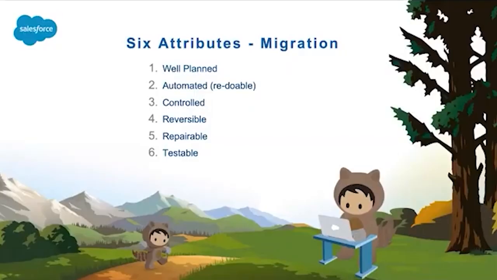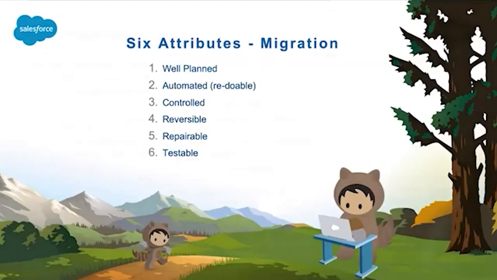One of them is a well-planned execution in place. Attribute number 2 is automation. Try to avoid human intervention by automating the processes as much as we can. Third is more control over the data. Fourth is reversible, more like a rollback in technical terms. Attribute number 5 is repairable: in case of any issues, how to fix the problem. And attribute number 6 is testable.